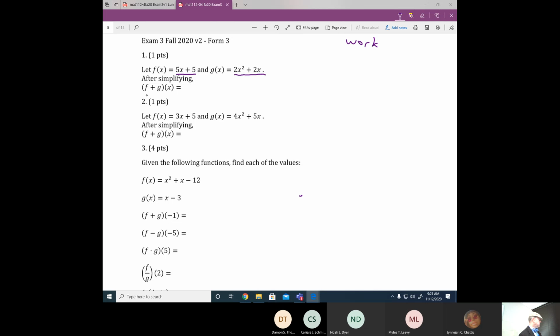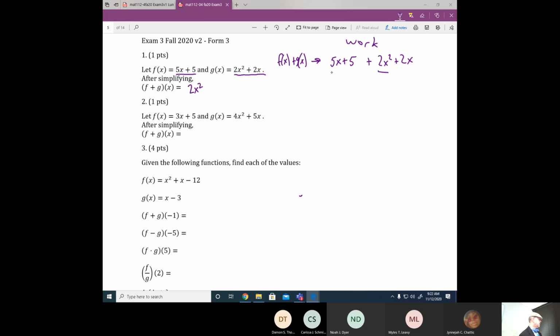Okay, so f plus g of x means the same as whatever f of x is, add it to g of x. So what that means is f of x, 5x plus 5, gets added to, because there's the plus, whatever g of x is, 2x squared plus 2x. So what we do here, we like to put it in polynomial form where we have the highest power listed first, and there is our only power of x, x squared. So we take him and put him at the front.